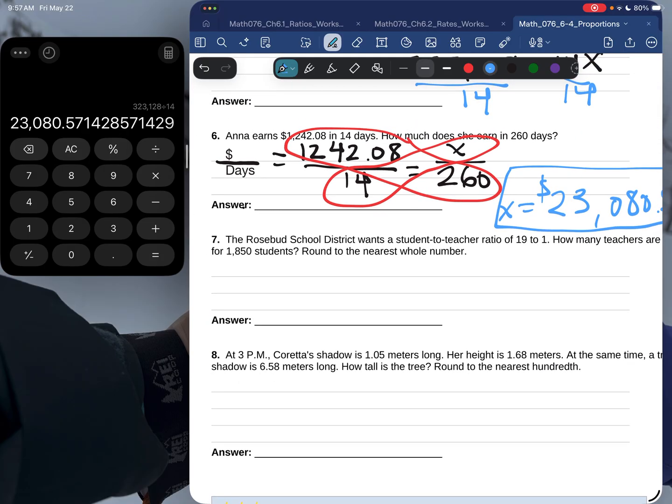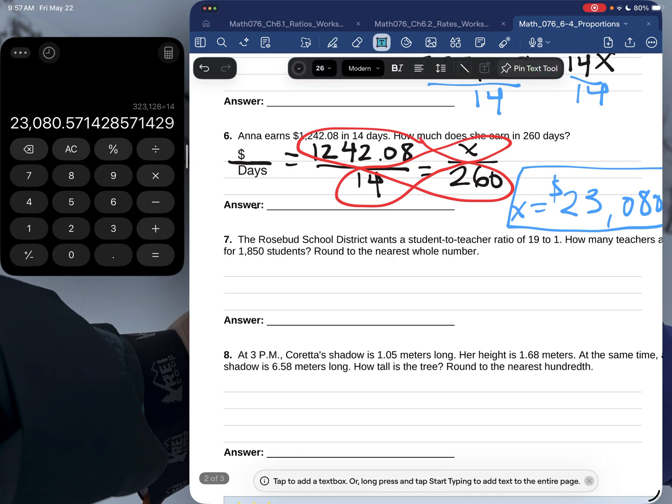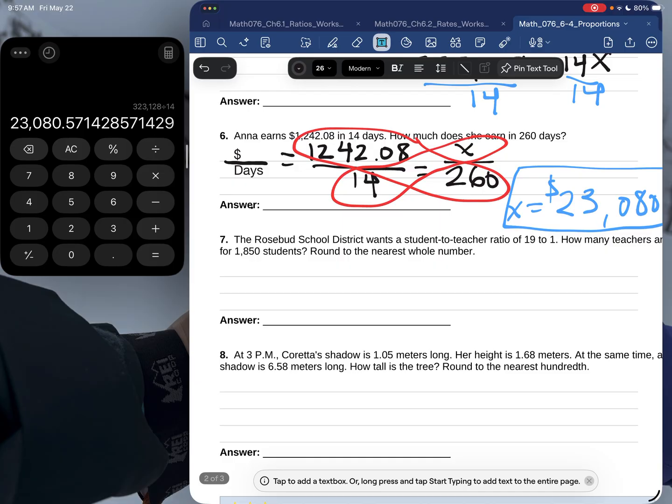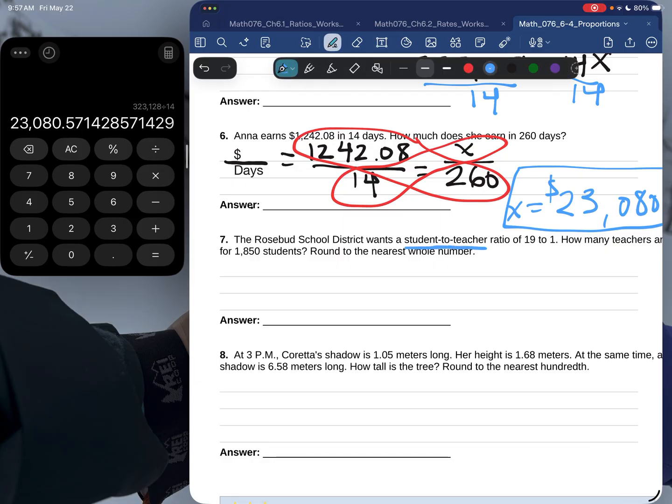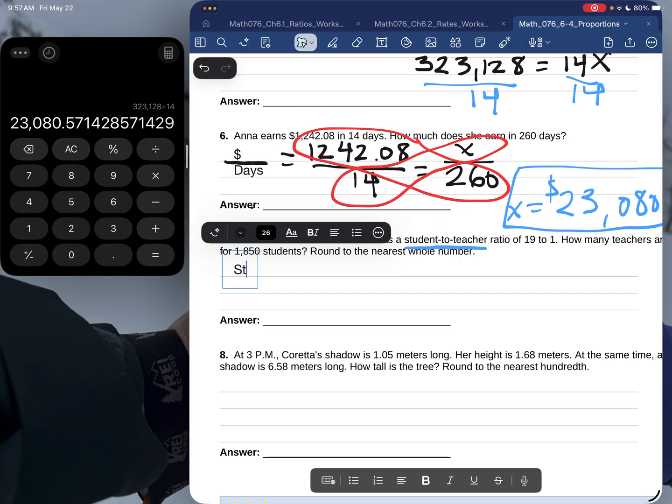The Rosebud School District wants the teacher ratio to be 19:1. How many teachers are there for 1,850 students? Round to the nearest whole number. Okay. It says right here, student to teacher. So I'm going to put student in the numerator and teachers in the denominator, but again, it doesn't matter as long as you do the same thing on both sides of the equation.